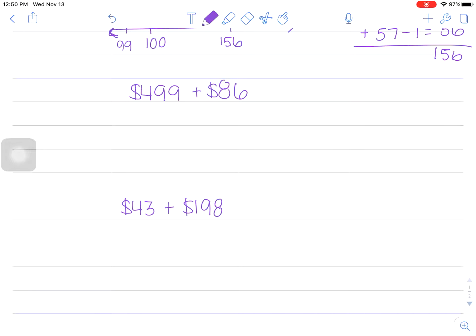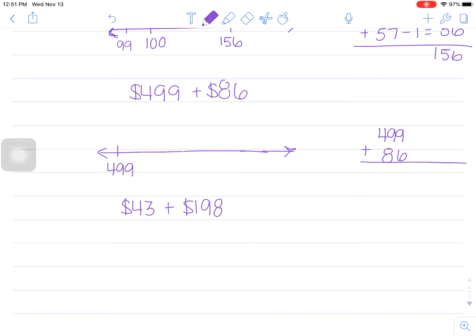499 plus 86. So let's go ahead and get that number line here again. Okay? And what are we going to start with? Let's start with 499. Okay, and my original problem is 499 plus 86.